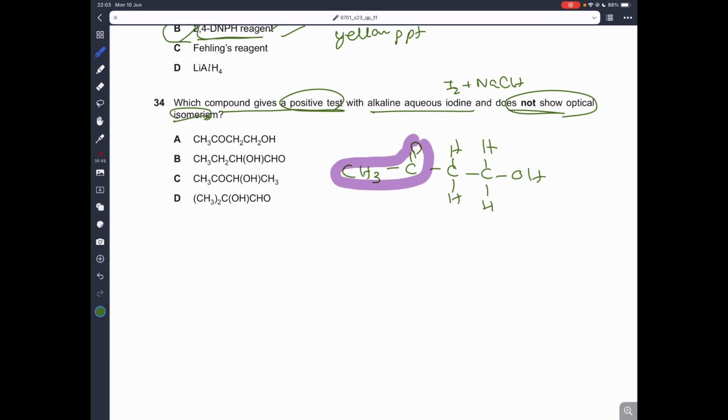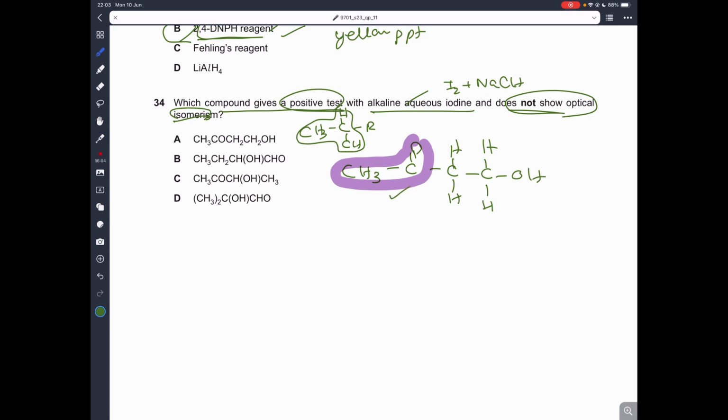It's either that or you must have the CH3CHOH group. You must have this group. If you don't have these two groups, it does not react with iodine. Okay. So we now know it reacts with iodine.